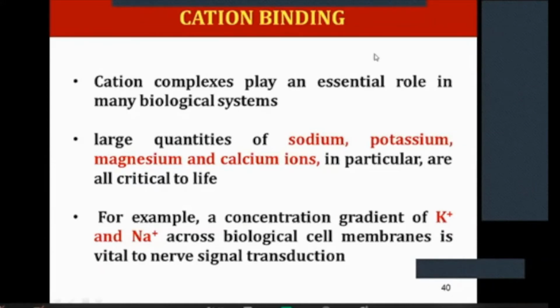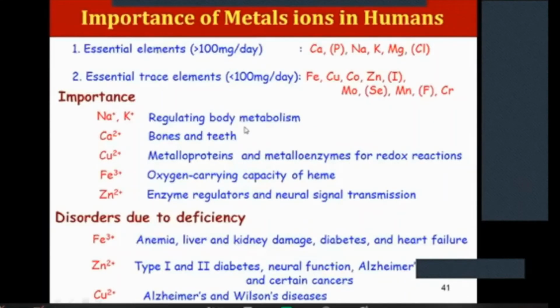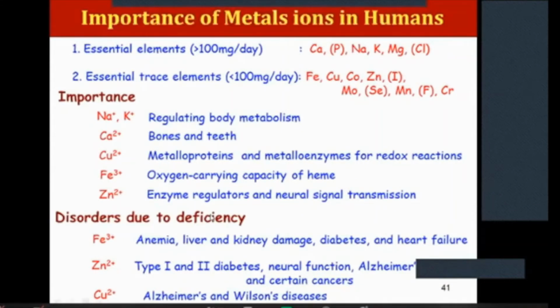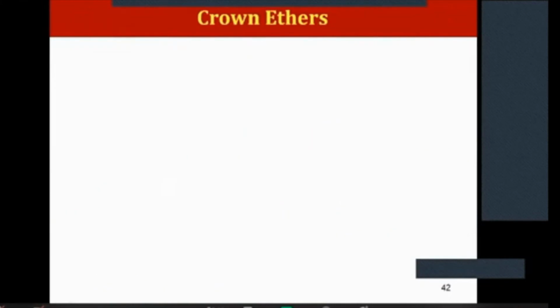Their importance in our body: sodium and potassium regulate body metabolism. Calcium is for bones and teeth, and you know arthritis very well. Then metalloproteins and metalloenzymes are for redox reactions, like copper. If any disorder occurs, whether the content is higher or lower, it causes anemia, liver and kidney damage in the case of iron. In the case of zinc, type 1 and type 2 diabetes occur, and in the case of copper, Alzheimer's, Wilson's disease, and so on and so forth.